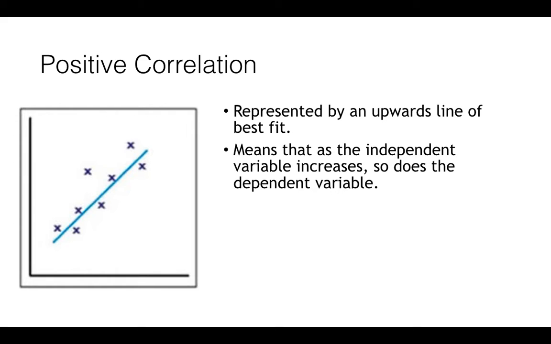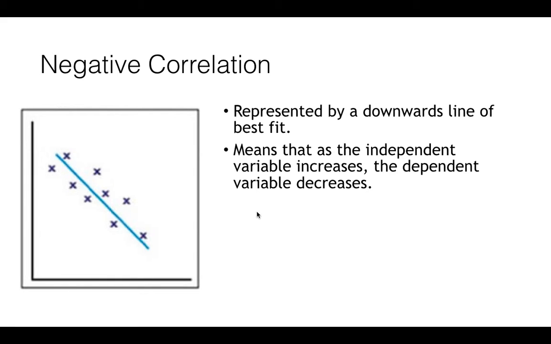So we can have a positive correlation. This is represented by an upwards line of best fit, and you can see that all the data points are going up. Now what this means is, as you increase the independent variable, the dependent variable increases with it. So things where you might get a positive correlation could be things like height and weight. As you increase height, generally, not always, but generally, weight will also increase. Height and shoe size as well. So that's a positive correlation.